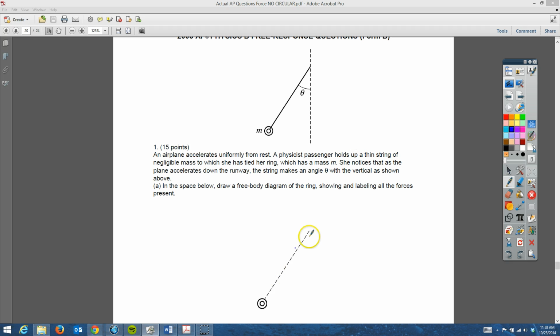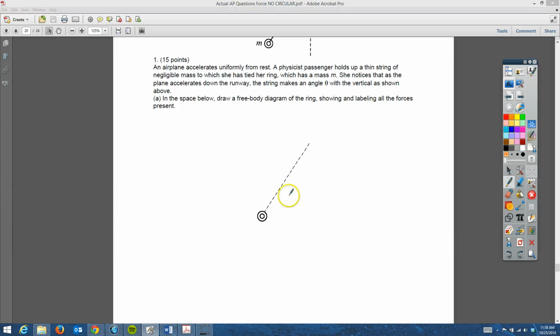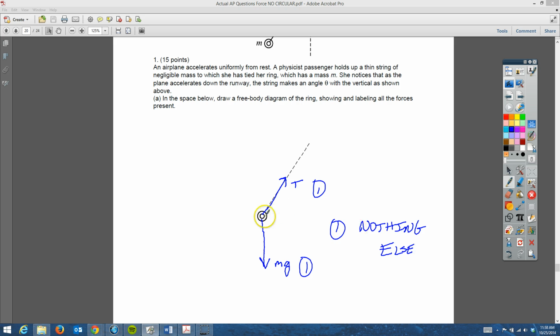They just want us to draw a free body diagram to begin with. So let's go ahead and draw our free body diagram for that ring. We know that going straight down should be mass times gravity, and then the only thing acting in this direction is just the tension, and that's it. So you actually get 3 points for this. You get 1 point for tension, 1 point for mg, and you get 1 point for nothing else. That's exactly what the key says, as long as you don't have any other lines on here.